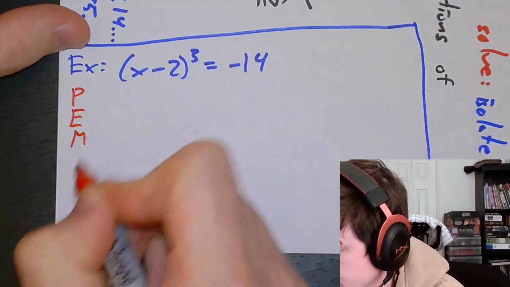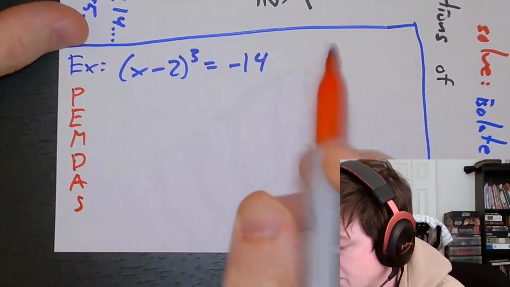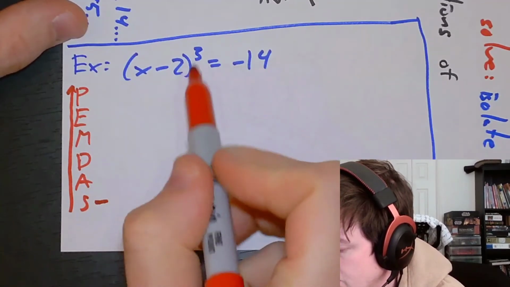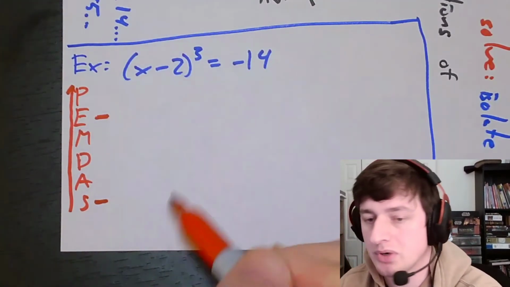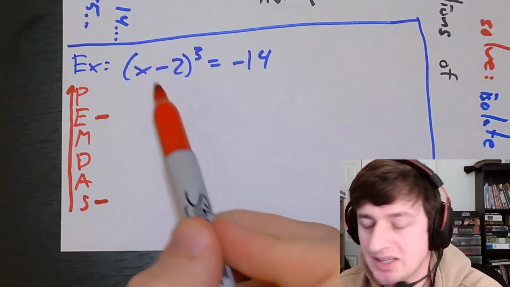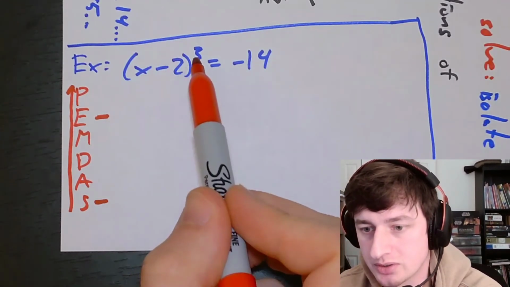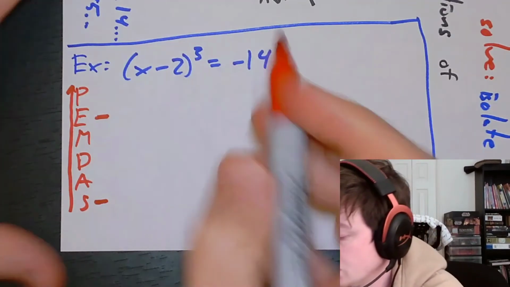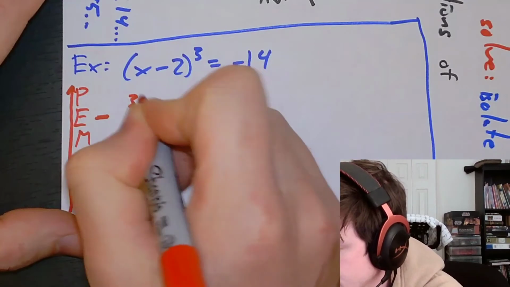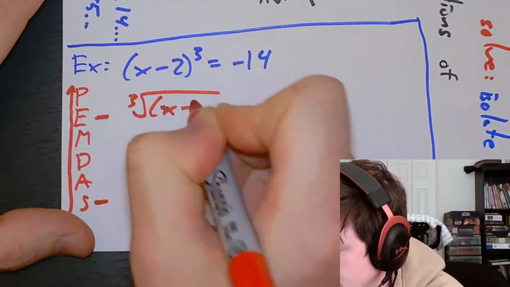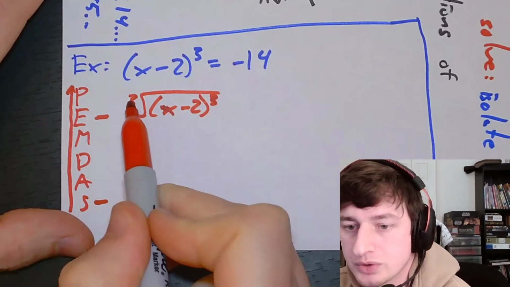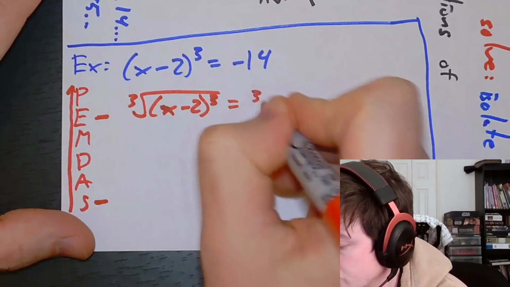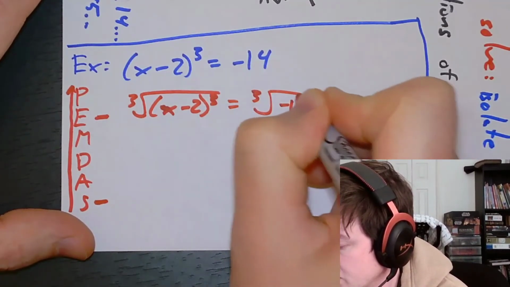So, same strategy. We're going to do inverse operations. We're going to go this way. We have subtraction, and we have an exponent. And as with the last problem, the subtraction is inside the exponent, and so we're going to do the radical first, and then we're going to do the inverse operation for the exponent. So we have the cube root of x minus 2 cubed. So the cube root and the cube cancel out. And then this is equal to the cube root of negative 14.